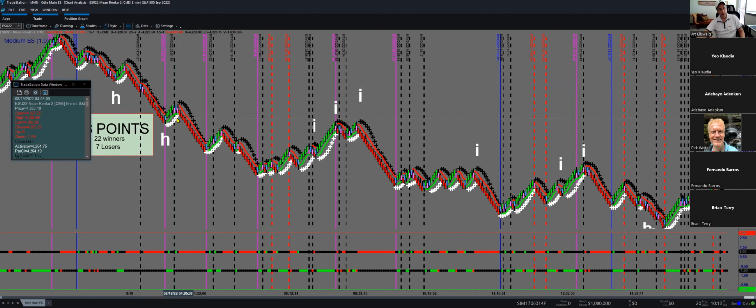So we had a 3-pointer there, another 3-pointer here. We didn't take that because it's magenta. And what happened here? New signal to go short. You go long right there, right? And you get another 3 points. Now I think I missed one here. Yeah, that would have been a loser. Sorry, that's why it has to get programmed. So that takes us back to 38 and our 8 losers.